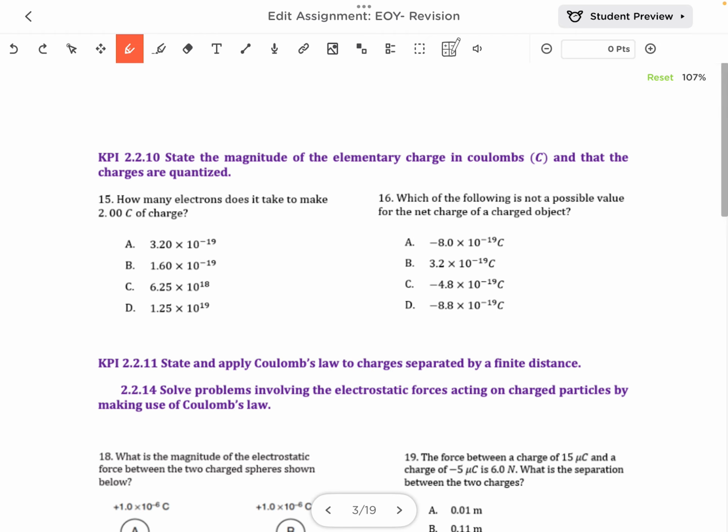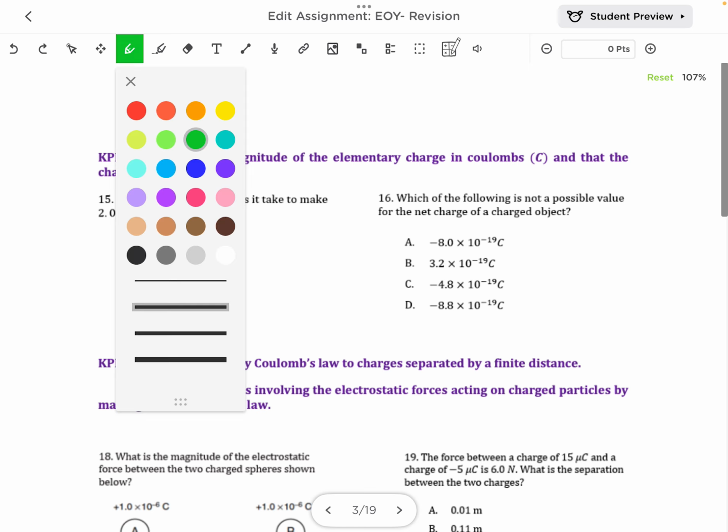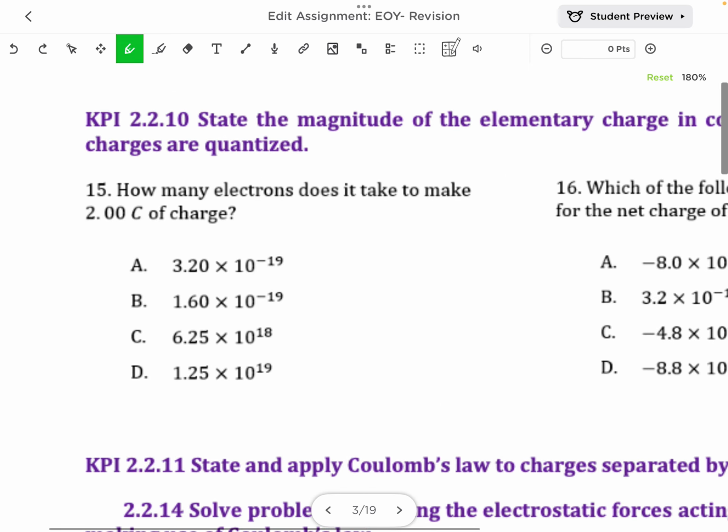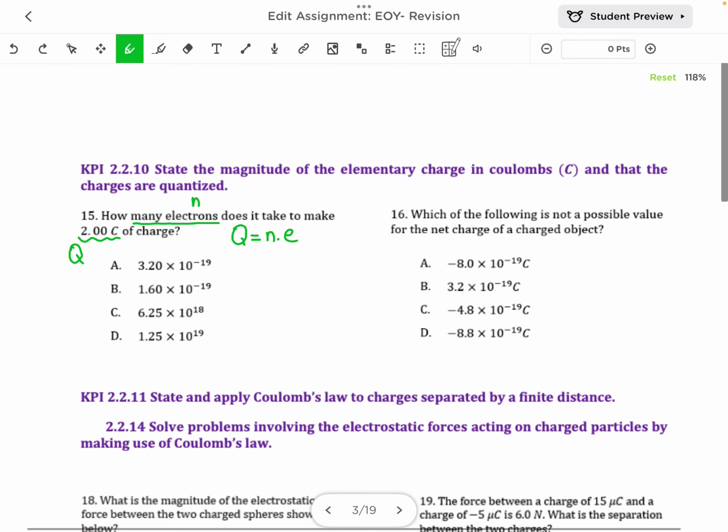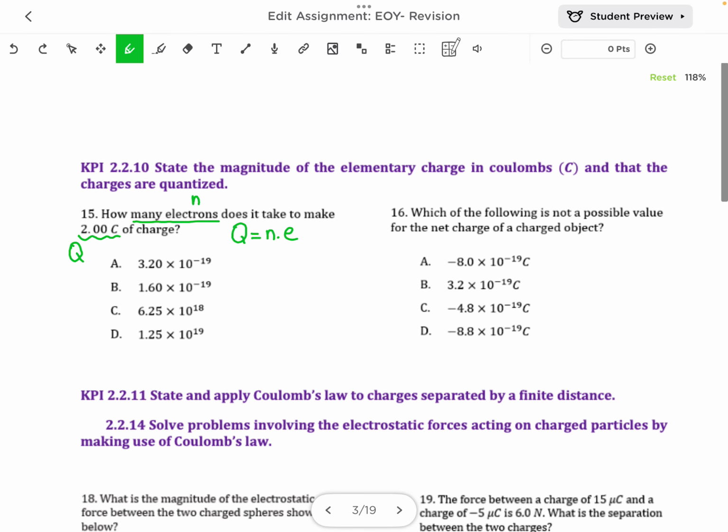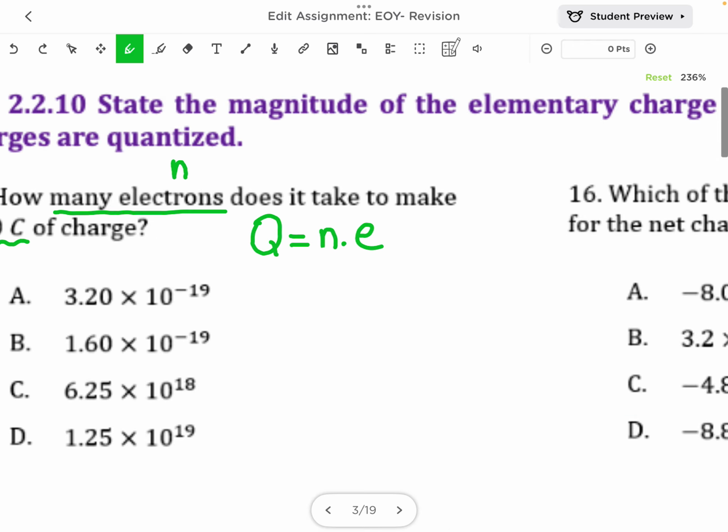Question number 15. How many charges does it take to make 2 coulombs? So basically, I have the charge and I need to find how many electrons, n. I'm given Q, so Q equals n e. This objective is to state the magnitude of the elementary charge in coulombs, and that the charges are quantized, meaning they are always a multiple of e.